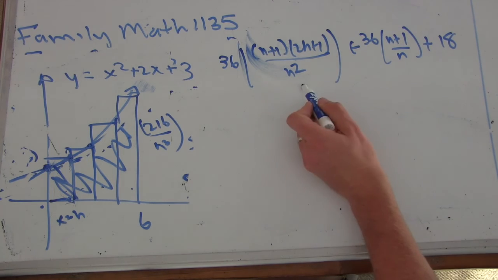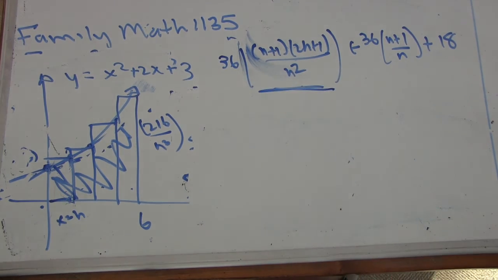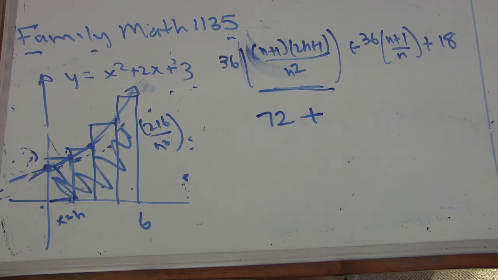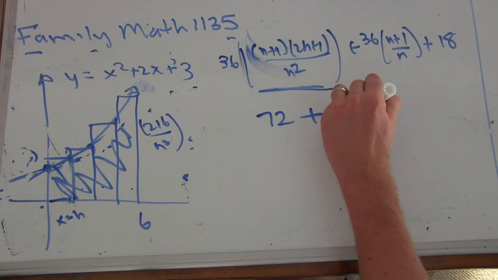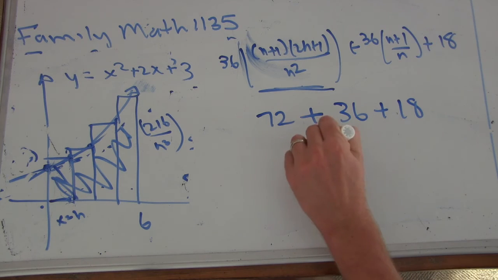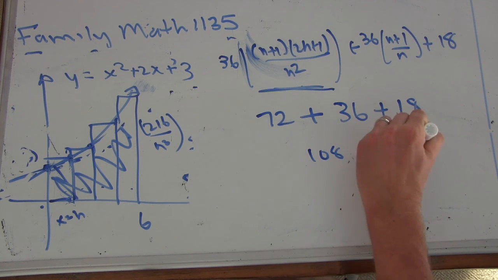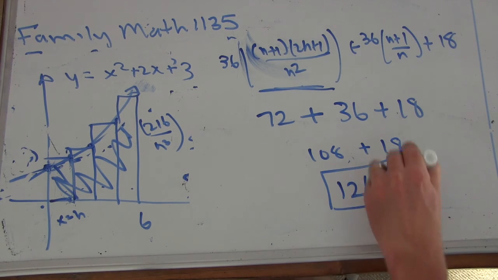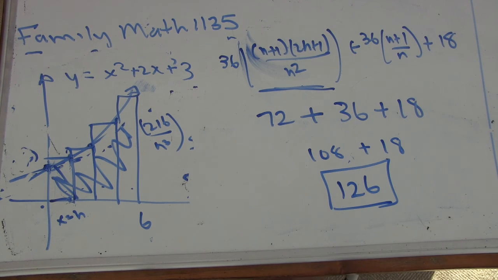So what does this term become as n goes to infinity? Just 2, so that term becomes 72. That becomes 36 for the next term, plus 36, plus 18. So that's 126. There's the area under the curve.